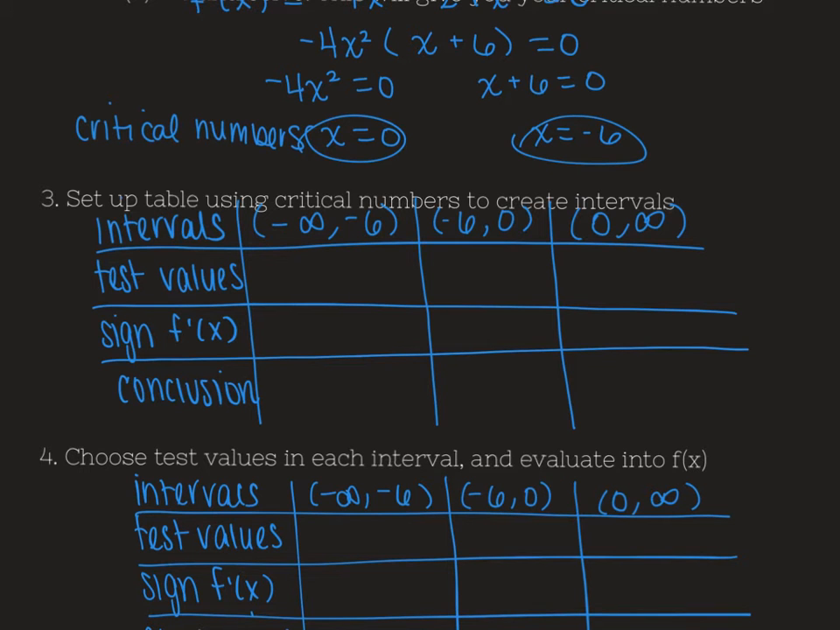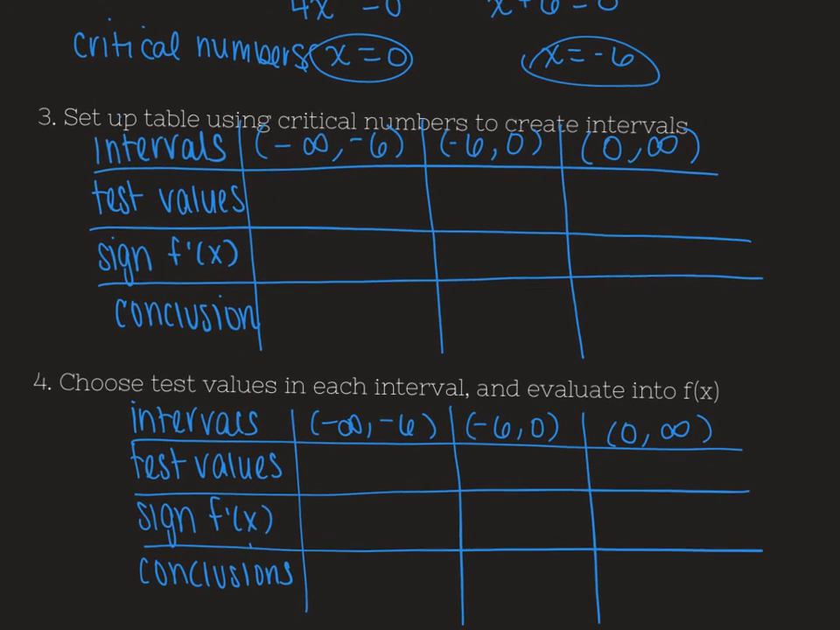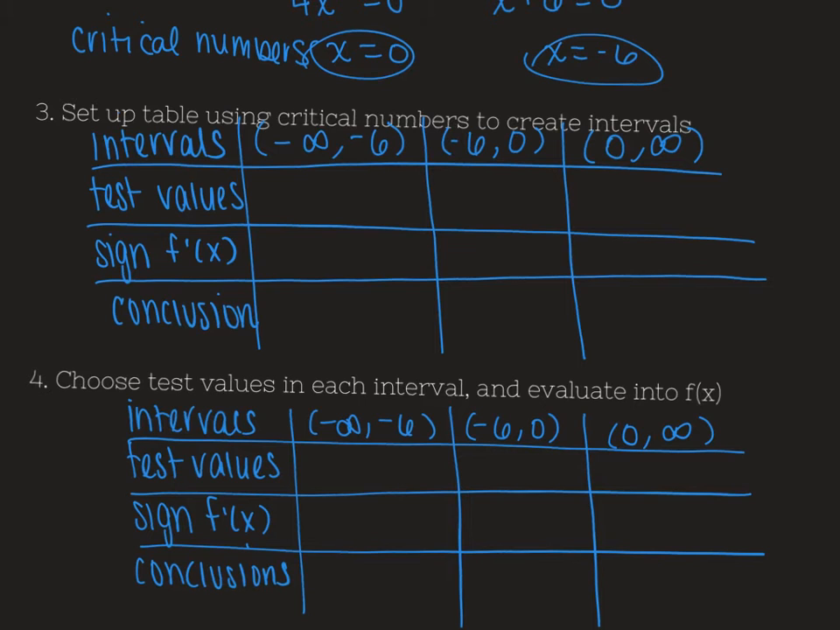So now we're going to move down to our step 4. Notice I just already have my table ready for me. And we're going to be choosing some test values here. You want to choose values that are within the interval, choose easy values, and values that are not on the endpoint. So for instance, we could choose negative 7, negative 1, and 1, and they would all be pretty great test values.